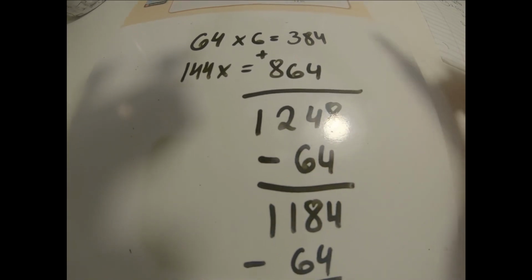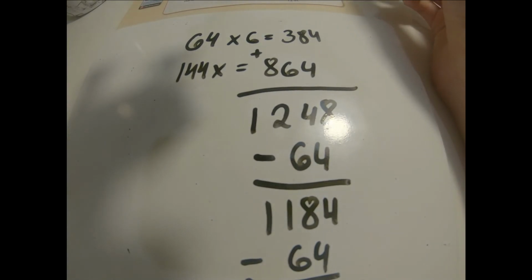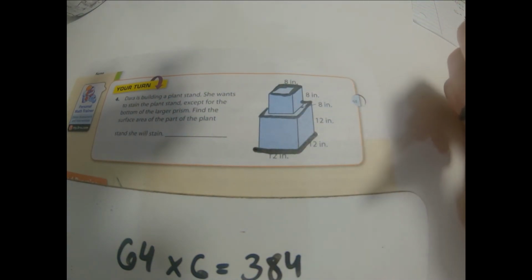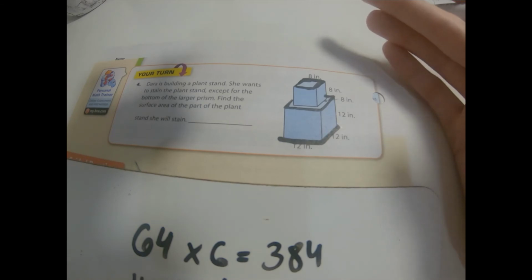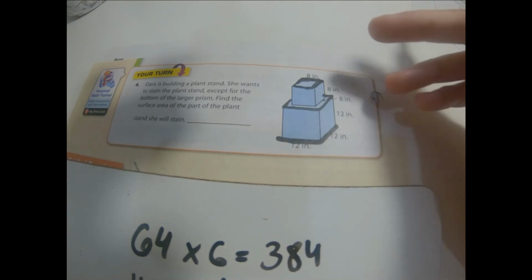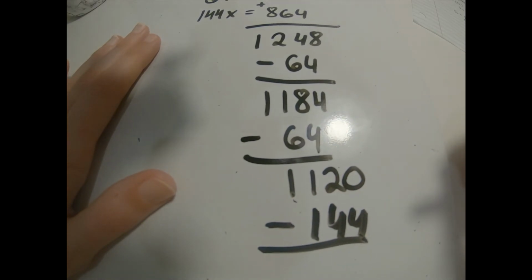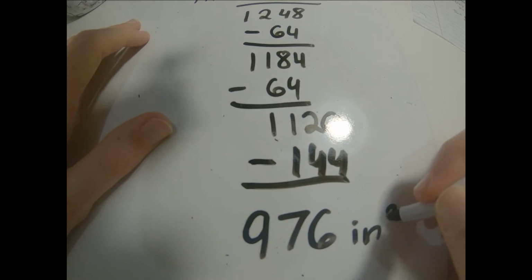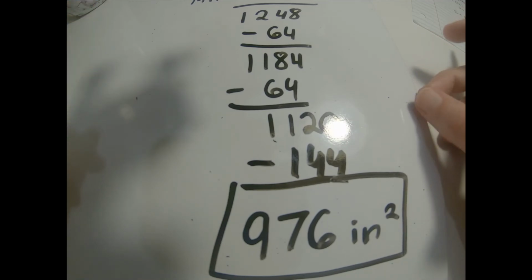Okay, and then the problem is asking to exclude, so except for the bottom of the larger prism. Well, the bottom of the larger prism is this base here, right? And it doesn't want it, which makes sense because you don't usually paint the bottom of something that you're going to put either on the floor or wherever, right? So it wants us to exclude that. So we need to find that base also, which is 12 times 12 or 144. So we're going to take 144 away from that too. So we should be left with 976 inches squared that she actually will be staining for the part of the plant stand that she's going to use.